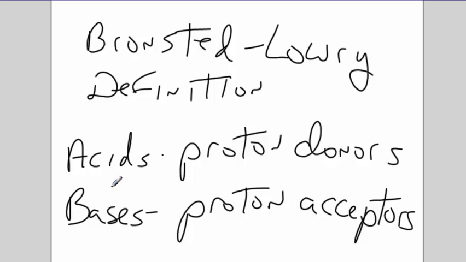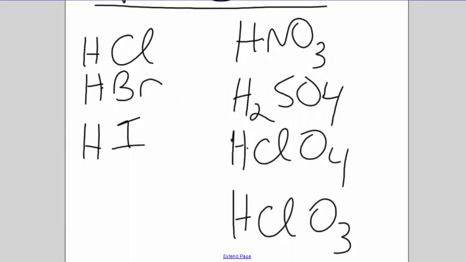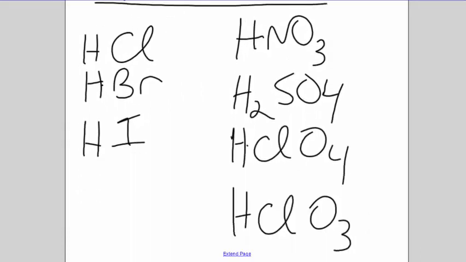Now, it makes a difference if something is classified as a strong acid or a weak acid, a strong base or a weak base. Here are the strong acids. There are 7 of them. Memorize them. HCl, HBr, HI, HNO3, H2SO4, HClO4, HClO3. You'll notice HF is not on this list. HF is a weak acid. These are the only strong acids.